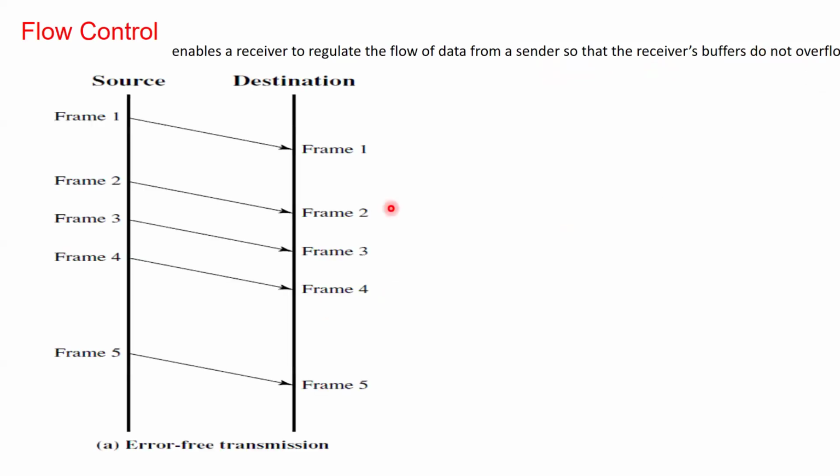You can see this, the sender sends all the frames to the receiver: frame 1, frame 2, frame 3. So there is no error. It's an error-free transmission, we can directly send. Now I'm going to transmit another message.